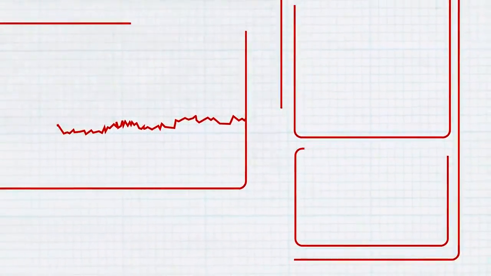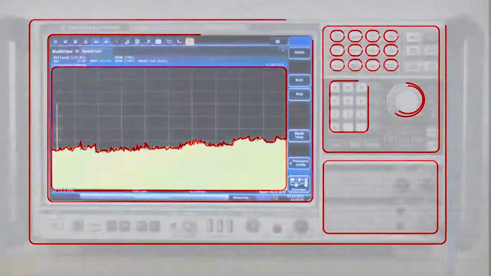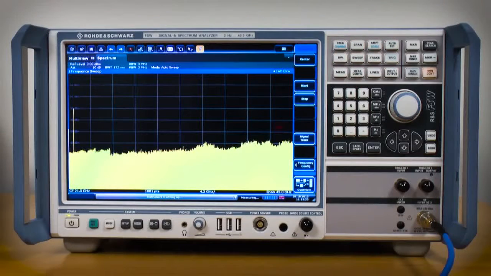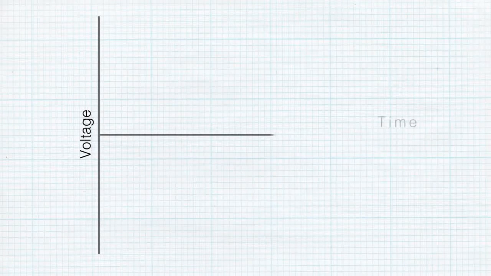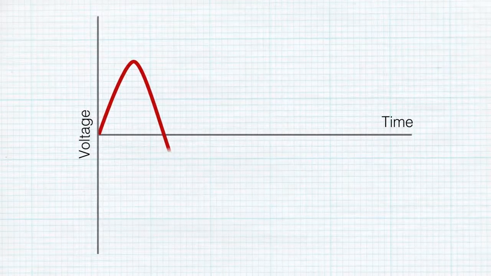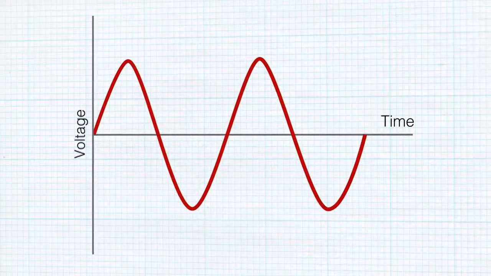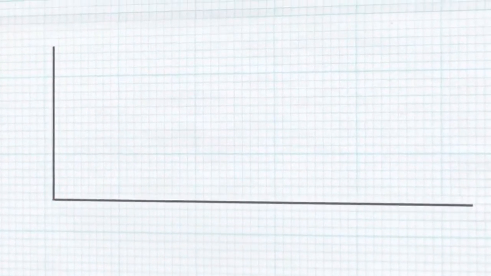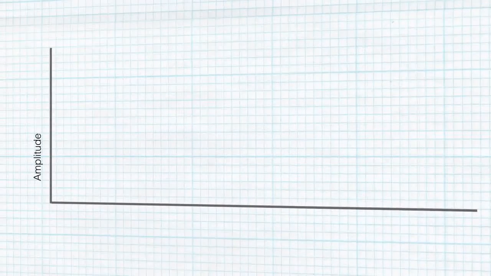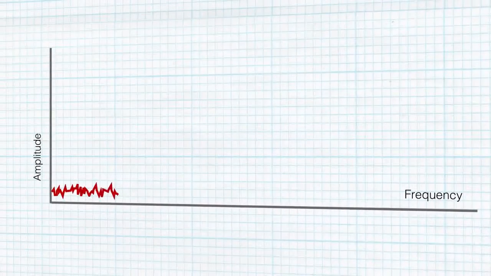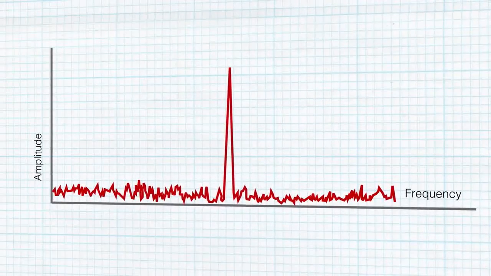Spectrum analyzers are one of the key pieces of test equipment for RF design and test. The oscilloscope we're all very familiar with displays the instantaneous voltage on the vertical axis against time on the horizontal axis. This shows waveforms in the time domain. But the spectrum analyzer is different. It displays waveforms in the frequency domain, displaying the amplitude in the vertical axis and frequency on the horizontal axis.